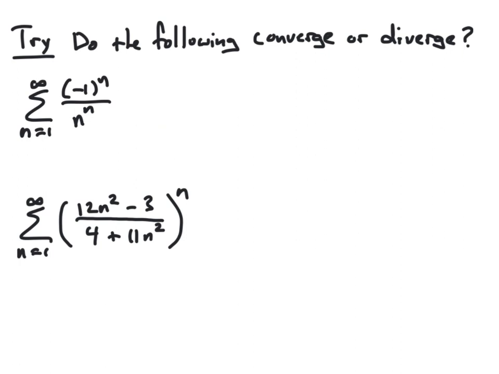If you'd like to try a couple similar problems on your own, you can pause the video and determine whether the following series converge or diverge. First, we have the series from n equal 1 to infinity of negative 1 to the n over n to the n. And second, we have the series from n equal 1 to infinity of the quantity 12n squared minus 3 divided by 4 plus 11n squared, all raised to the nth power. You can resume the video and see full solutions for these two series in just a few seconds.